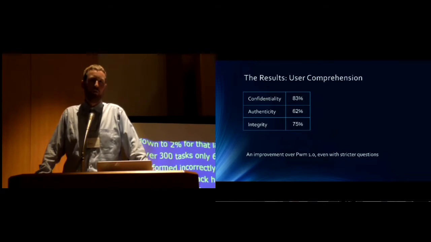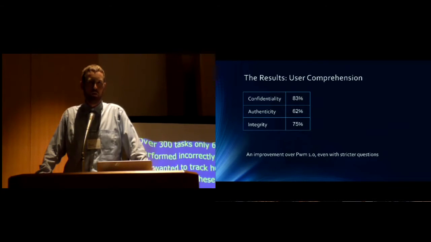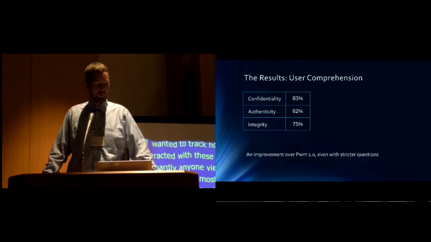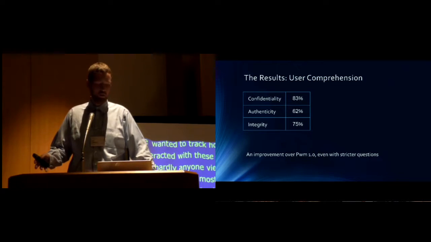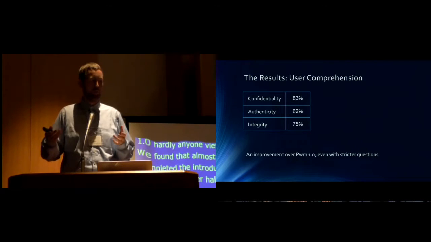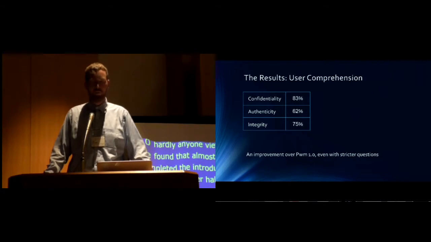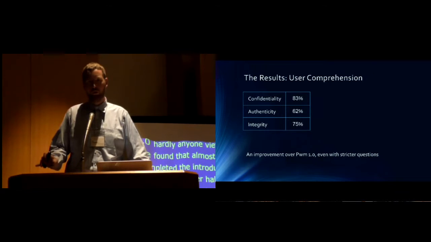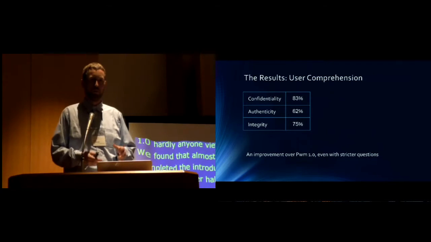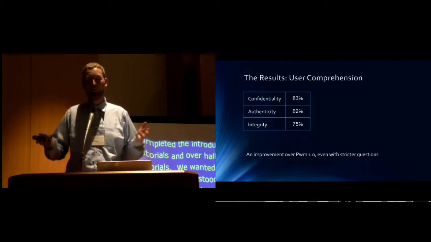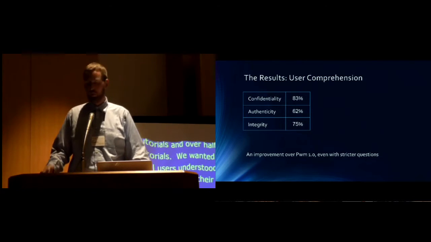For user comprehension, we wanted to evaluate how well users understood what was being done to protect their messages. And so we measured confidentiality, authenticity, and integrity with different questions, such as who is able to read your messages. We definitely measured an improvement, but we can't tell exactly how large the improvement was, because the questions we used were more strict. So the real improvement was probably larger than what we actually measured.